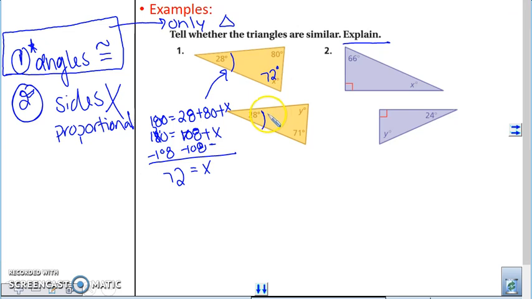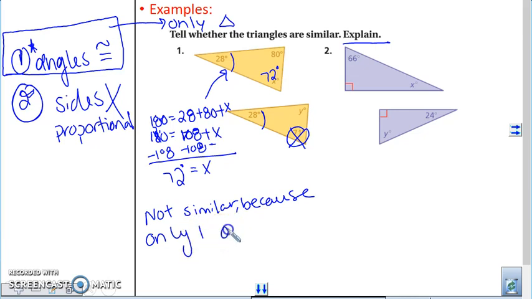Let me go back there and check my work to make sure that I did this right. Alright, yep, this angle right here is for sure 72 degrees, making this not congruent because this one is 71. These are not similar, because only one angle is congruent. Two angles for sure have to be congruent. Alright, let's look at our next one.